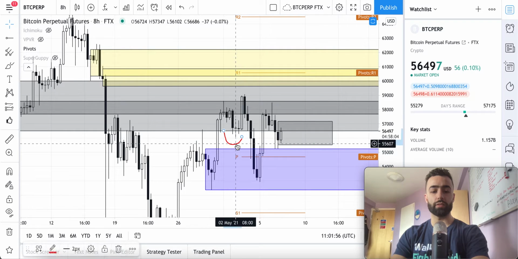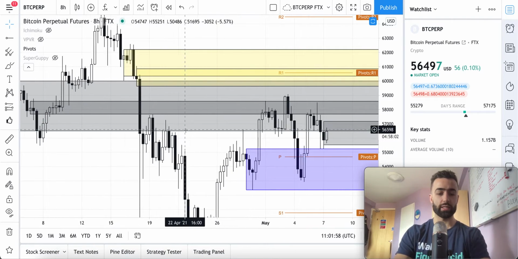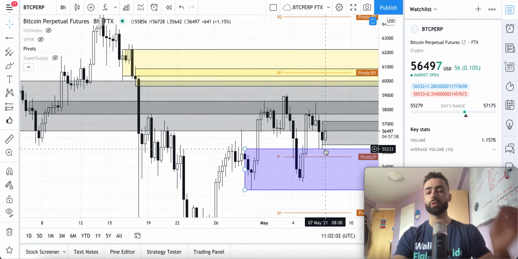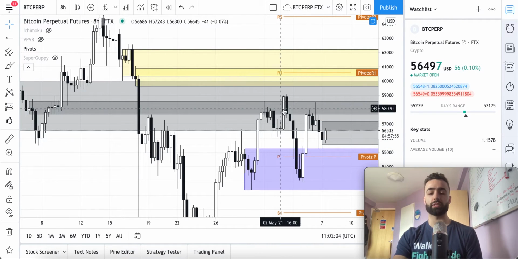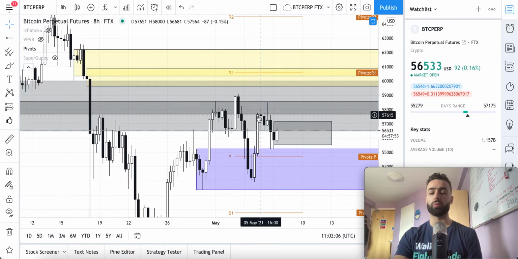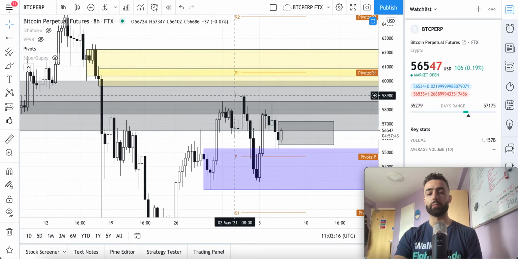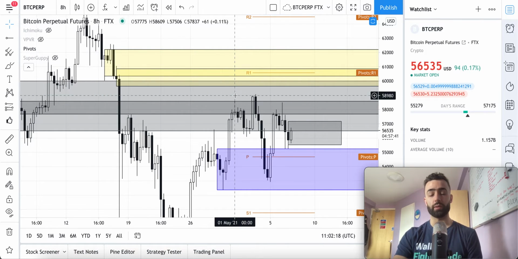So, obviously, this zone has been tested many times already. Once, twice, 3 times, 4 times. So, a 5th test of this zone is probably just going to break through it, in my opinion. And so if we can get that 4-hour trend change, we'll most likely go through this gray zone, and then we'll go up to the yellow zone here. So that's what I'll be looking for over the coming days and hours.